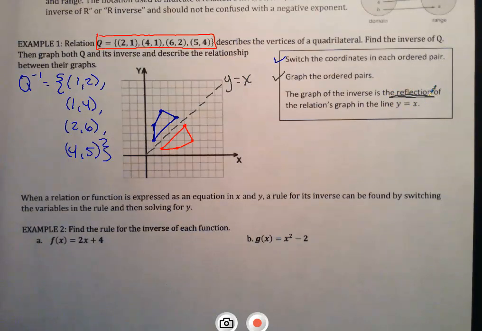Now, the cool thing about this, the little note after that says, when a relation or function is expressed as an equation in x and y, a rule for its inverse can be found by switching the variables in the rule and then solving for y. But oftentimes, what's going to happen is you get a reflection across this y equals x line. So we'll talk about that a little bit more later. What if it's all about y equals x? Then it will reflect the other way. Like, one point will stay on it. If it crosses it, then it reflects too as well.